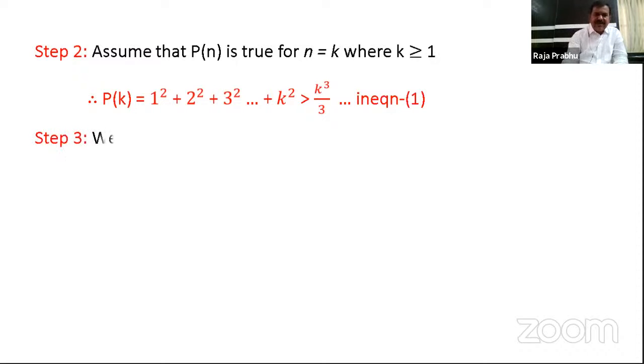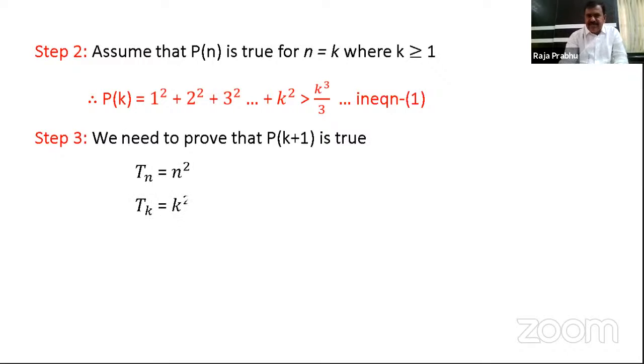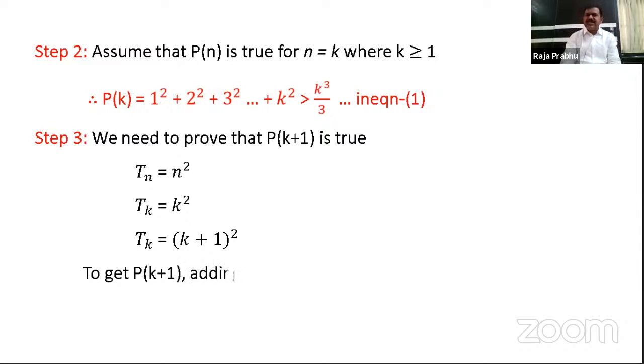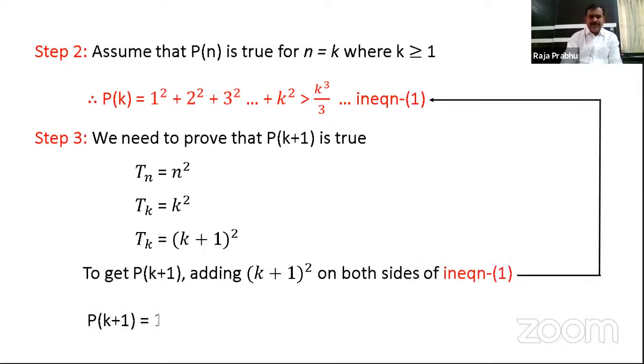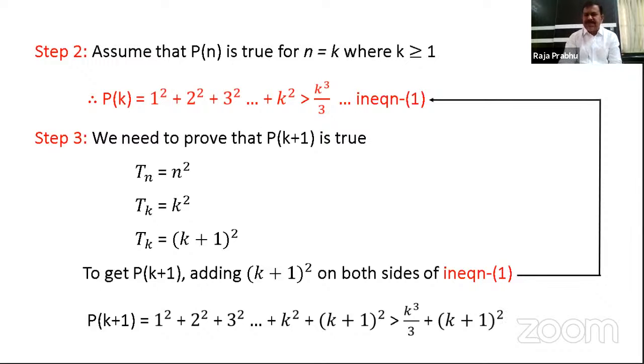Then let's go for step 3. What is step 3? We need to prove that the statement is true for n equal to k plus 1, that is, P of k plus 1 is true. Write the statement up to the k plus 1th term. You know the nth term is n square, therefore the kth term will automatically be k square, and the k plus 1th term will be k plus 1 whole square. Now verifying up to the k plus 1th term means adding k plus 1 whole square on both sides of inequation 1. So we get P of k plus 1: 1 square plus 2 square plus 3 square and so on up to k square plus k plus 1 whole square, which should also be greater than k cube by 3 plus k plus 1 whole square. Now let us check whether it is correct or not.